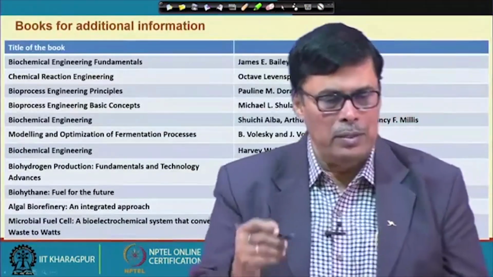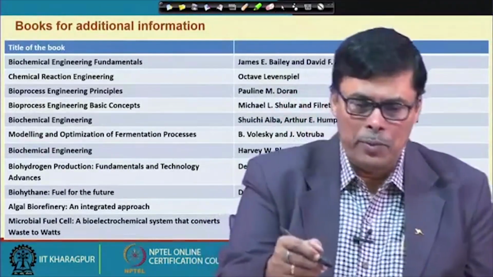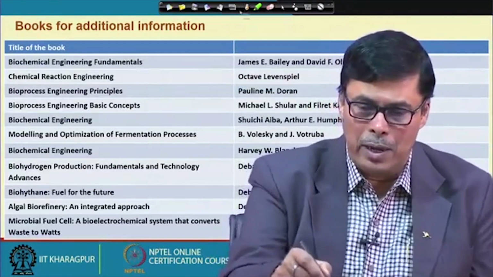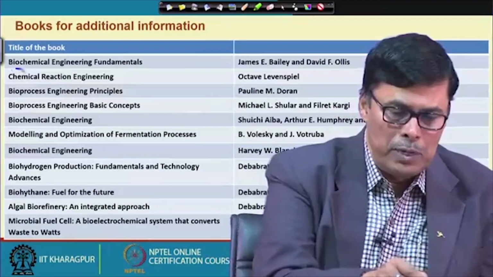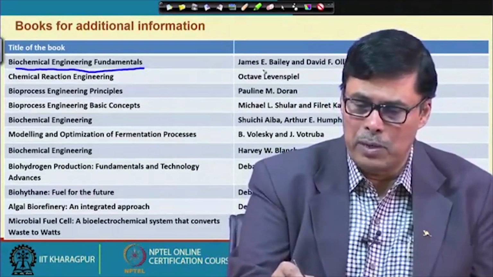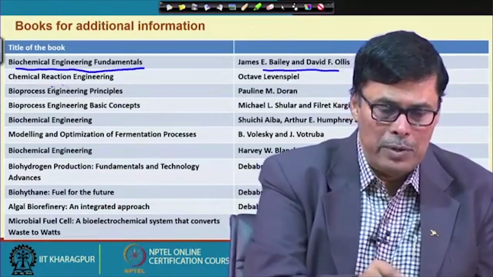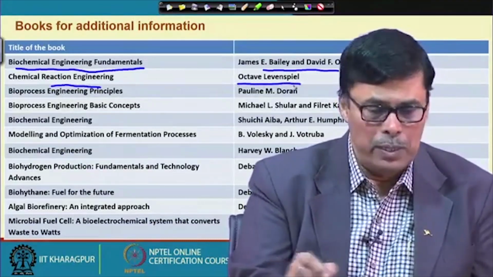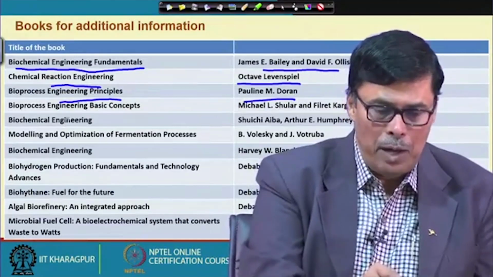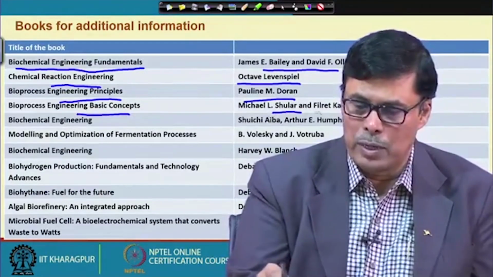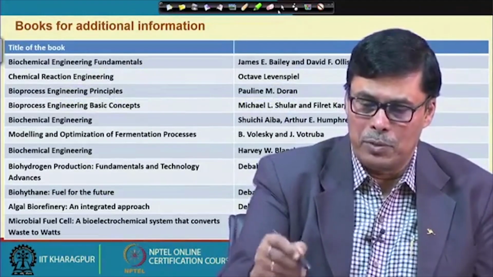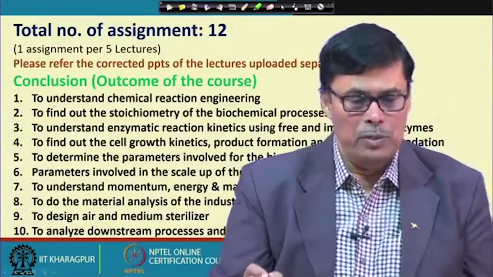Now after that, I recommend a couple of books. You just go through this. I must say that this book is very good. This is Biochemical Engineering Fundamentals, written by Bailey and Ollis. Then Chemical Reaction Engineering by Octave Levenspiel. Bioprocess Engineering Principles by Doran, and Bioprocess Basic Concepts by Shuler and Kargi. These are the different books you can consult to clear your concepts on this subject.